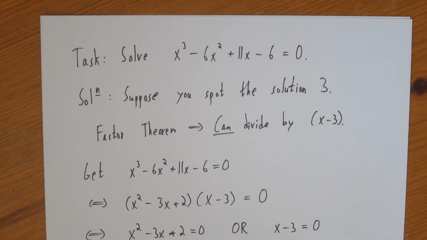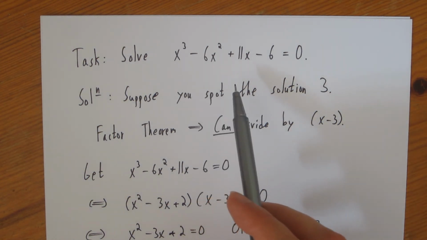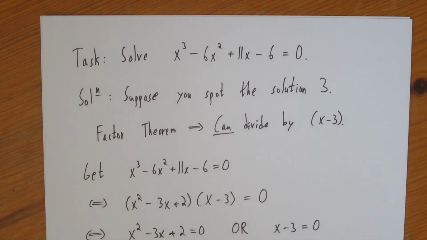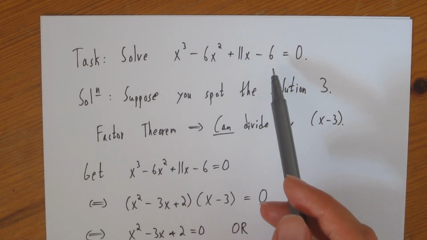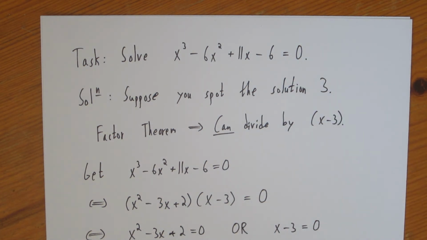Let's quickly look at an application of long division involving polynomials. Suppose you're asked to solve the equation x cubed minus 6x squared plus 11x minus 6 is equal to 0. Suppose you happen to notice one solution, for example 3. So 3 is a solution because if you plug in x is 3, you get 27 minus 54 plus 33 minus 6, which indeed is equal to 0. Anyway, suppose you spot one solution, in this case 3.